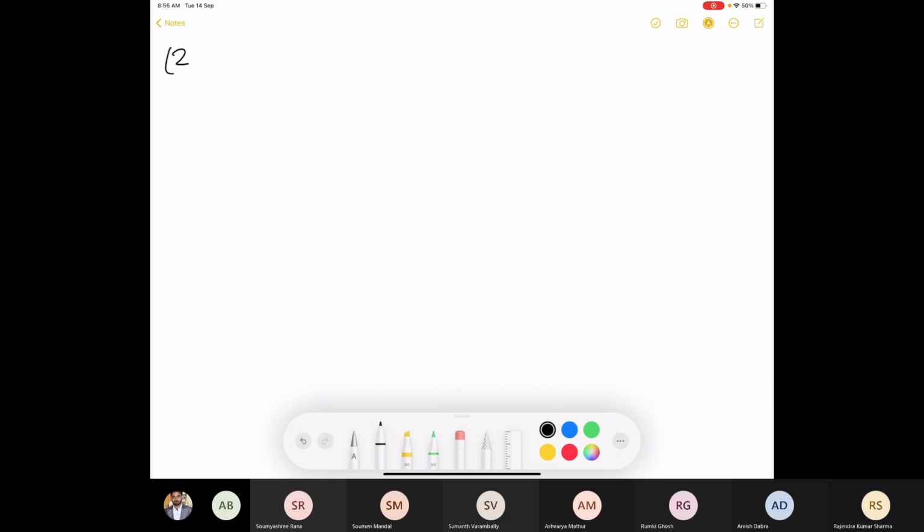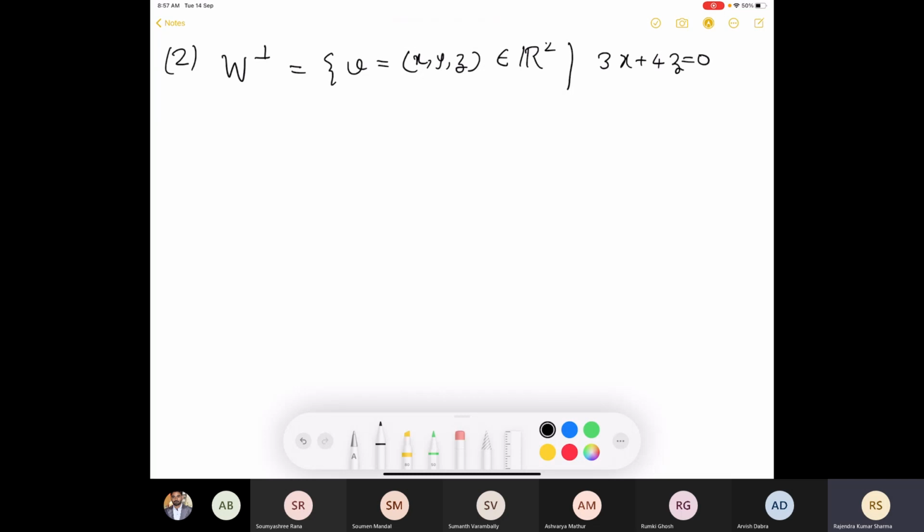Orthogonal complement. What is the orthogonal complement of W? It is V, all vectors v in V which are orthogonal to every vector in W. So v, say with coordinates (x, y, z) in V, so this is in R3, V is R3, such that 3x plus 4z is equal to 0. This is what we claim. You can prove also that this is the orthogonal complement.